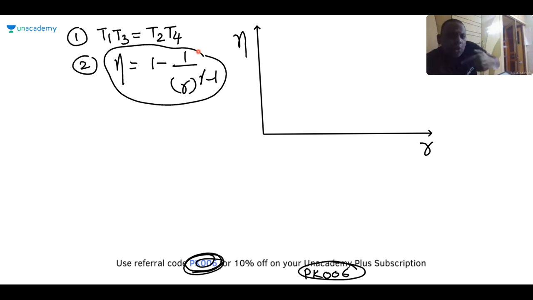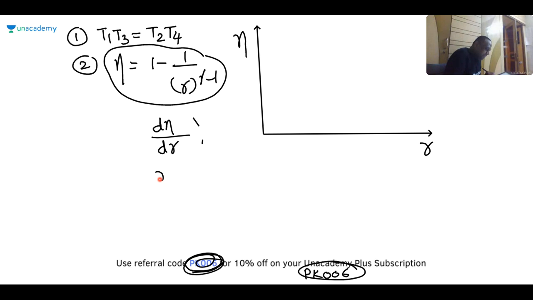Whenever you want to draw any curve or line or graph, you should know the slope. Slope is nothing but dy by dx. So if you want the slope, it is d eta by dr. Already eta as a function of r is known, so I can easily find the slope. From this slope I can construct the graph. We will use a little common sense.